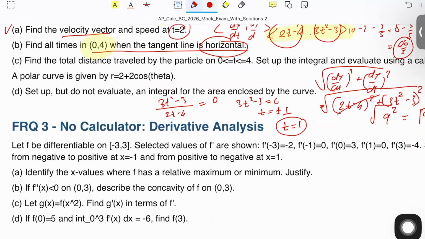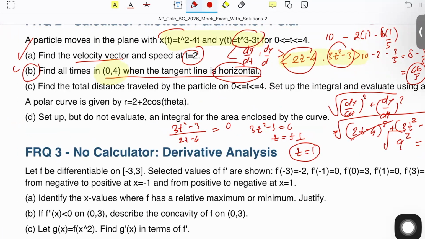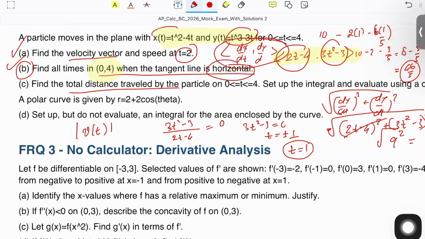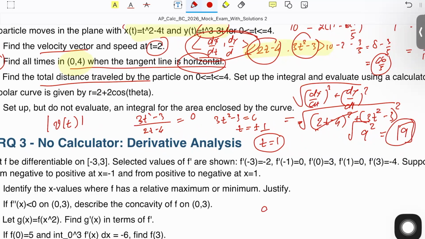So horizontal when t equals 1. So we've done this. Total distance. Easy, right? Total distance is when you do the absolute value of v(t). What is v(t) though? It's just the vector we just did here. Actually it's the speed. So it's going to be the absolute value of 9 from 0 to 4. Total distance.